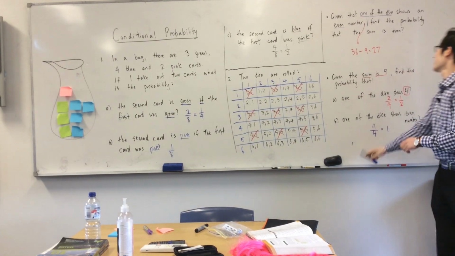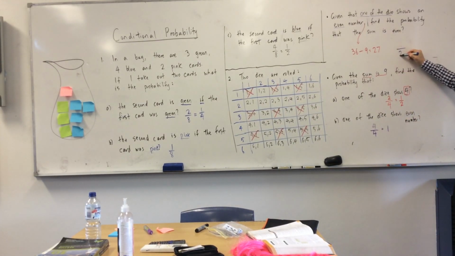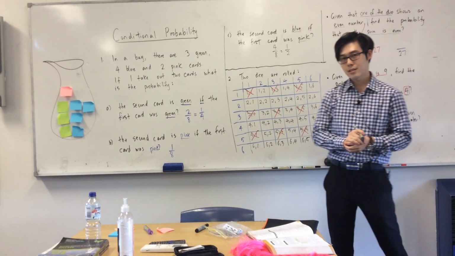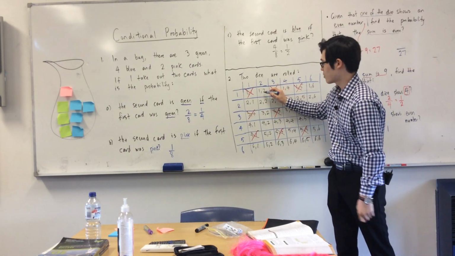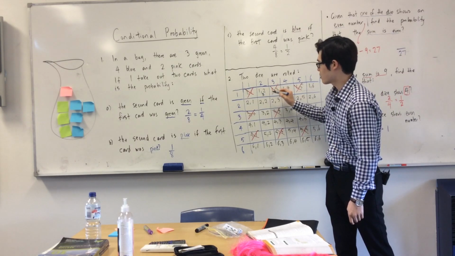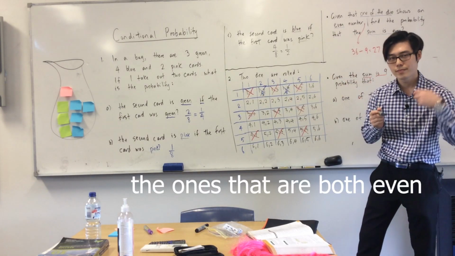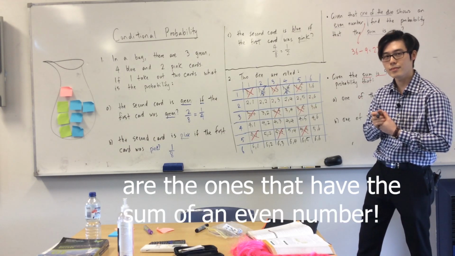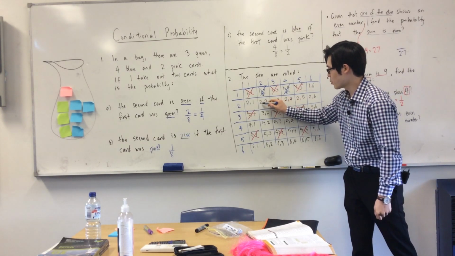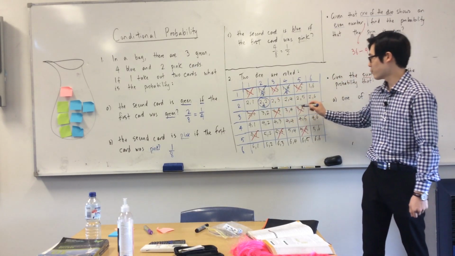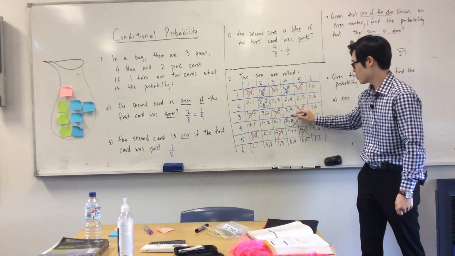So out of 27. Now let's have a look at this part of the question. Find the probability that the sum is even. Out of all of these, how many combinations add up to an even number? For example, this is a 3, so that's not it. That's a 5. So the ones that are both even are the ones that have an even sum. For example, 2, 2, that's a 4, so that's one of them. 4, 4. 4, 2, 6. 6, 6.